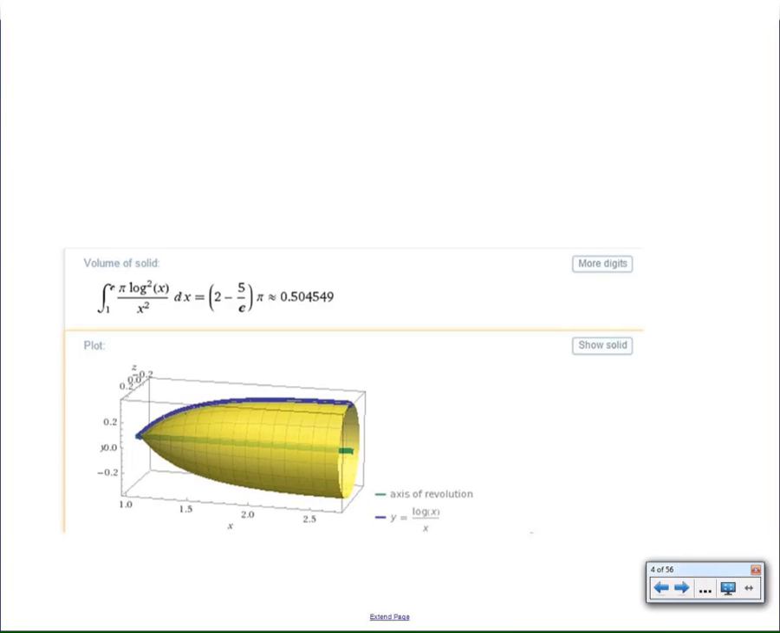Just to check with the technology, we can see that they have 2 minus 5 over e times pi. We distribute the pi. We end up with the same result that we had. So, feeling good about that.